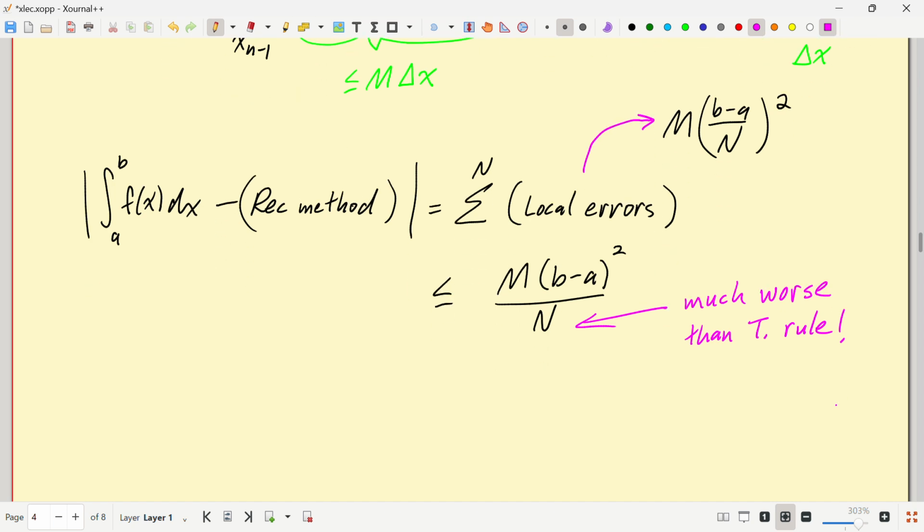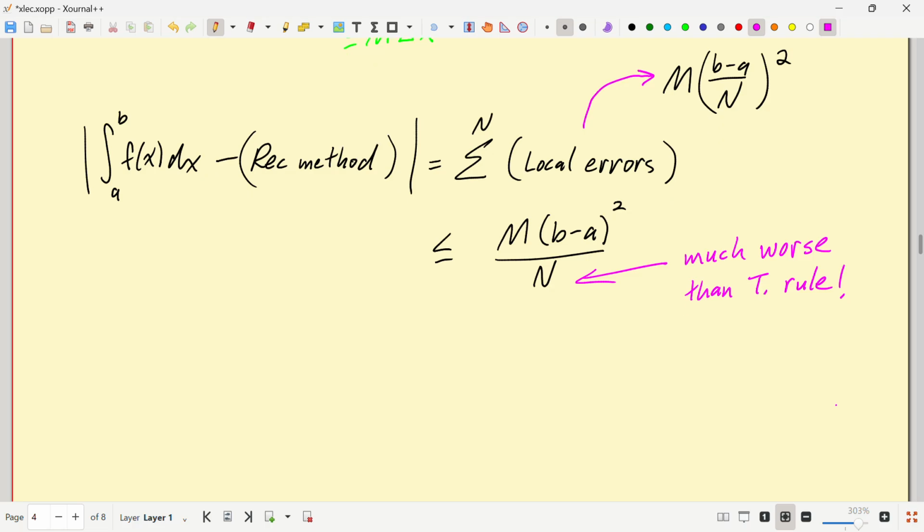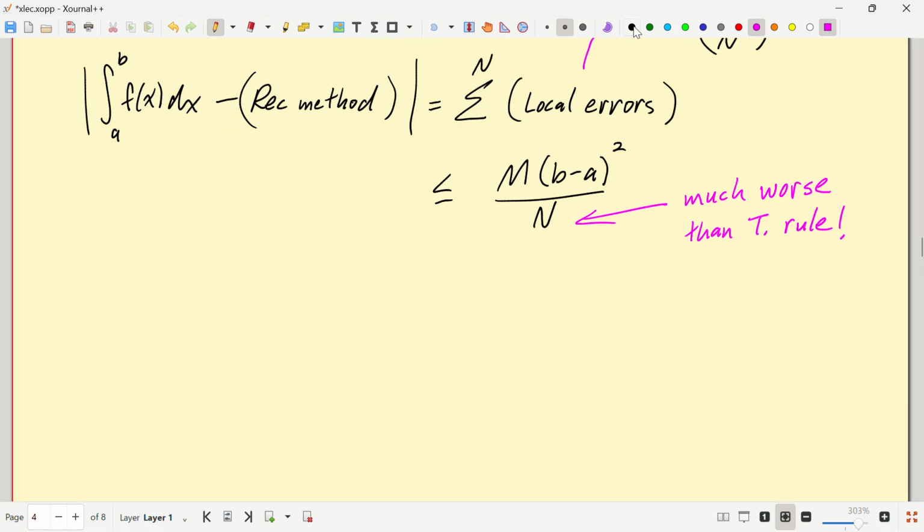The ultimate, the super duper method, which you might have learned in freshman calculus, we used to emphasize it more. It's called Simpson's rule.